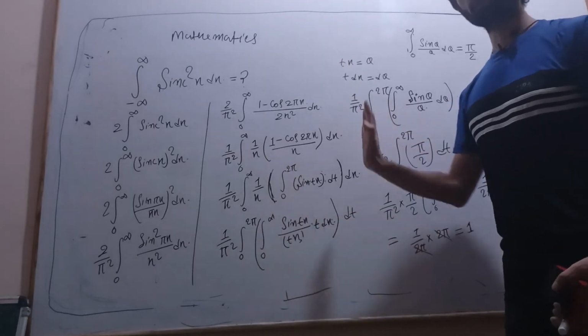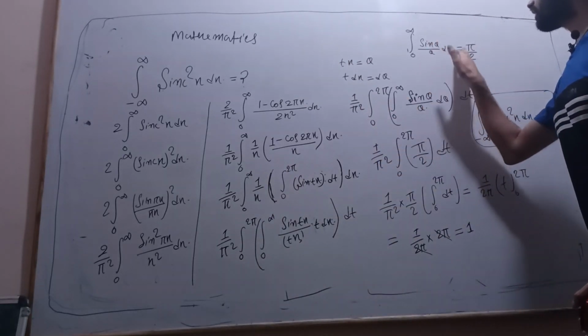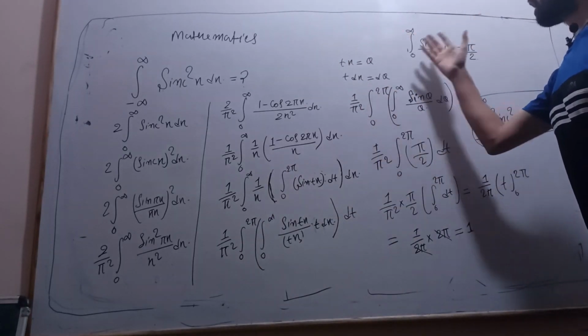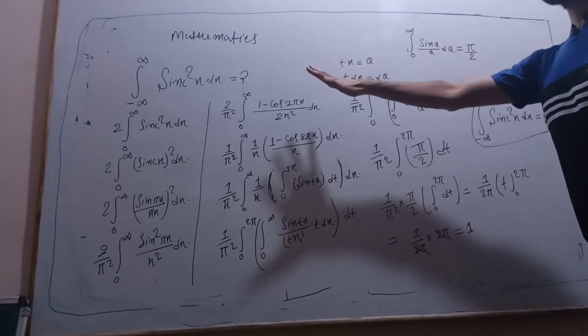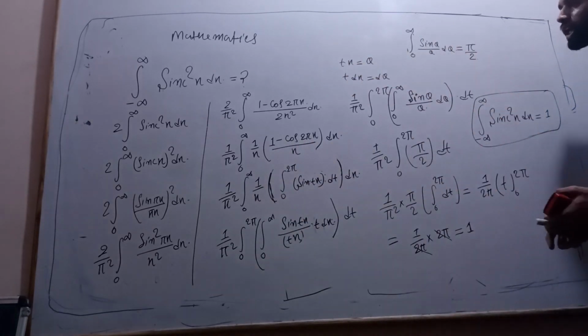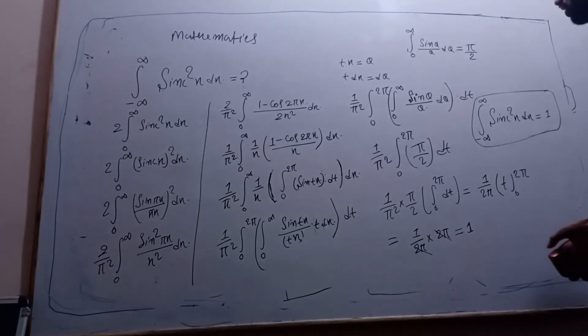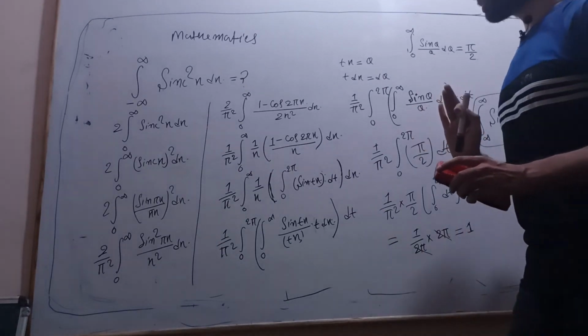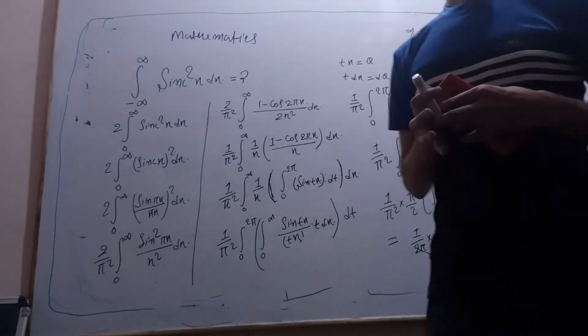Sinc function related, and we have seen this sin theta by theta d theta is equal to pi by 2. How it came, we have done in the first part. So that's all for today for these two questions from mathematics. Thank you very much.